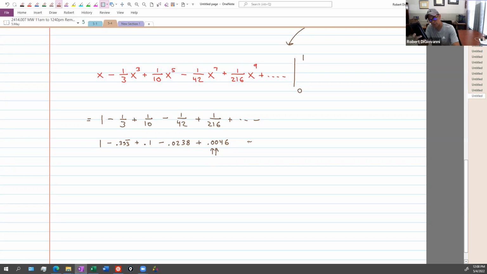I get approximately 0.74748, something like that. And I know that this is correct to the first 2 decimal places. Let's see, if I want it more accurate, I just go out further. And I've got an infinite series to go. I can go as far out as I ever need to go.